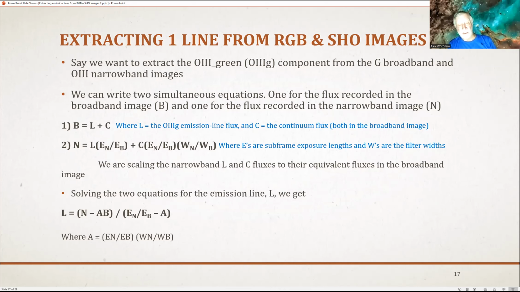So this is what happens when you get old. All of a sudden things go out of your mind. By E sub N divided by E sub B minus, again, this constant. This is the exposures. There we go, came back.